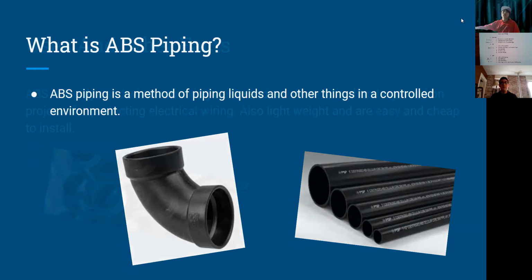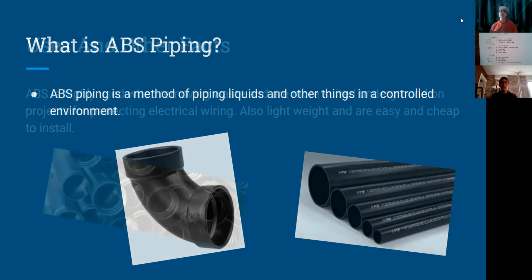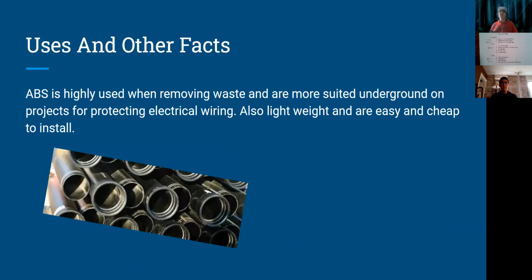Some uses and other facts about it is that ABS is highly used when removing waste or transferring liquids, and it is mostly suited for underground projects as it can wear and tear from sunlight. It can also be used as a protective cover around electrical wiring. It's very lightweight and easy to install as well.